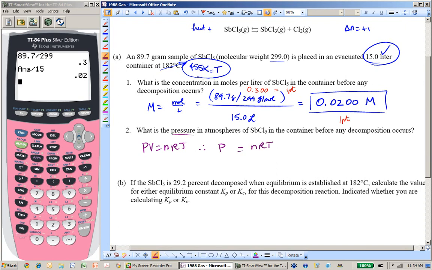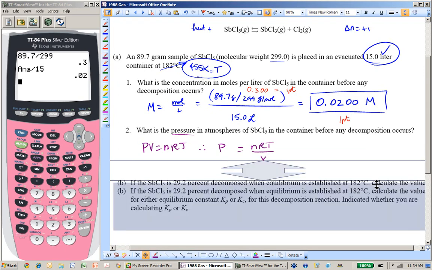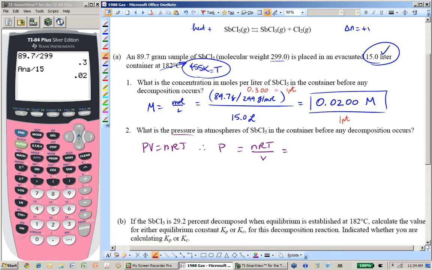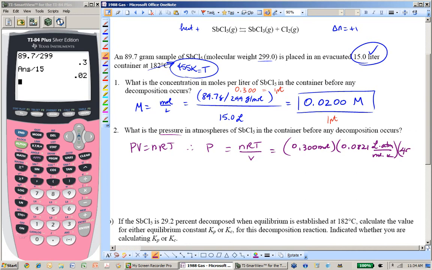It's going to be equal to nRT over V, which is going to be equal to my moles, 0.300 moles, times 0.0821 liter atmosphere per mole Kelvin, times 455. Can't tell you how many kids will put that in as 182. Over volume of 15. Okay, let the cancellation fest begin. Cancels, cancels, cancels. Left standing atmospheres, that's an excellent unit for a pressure.